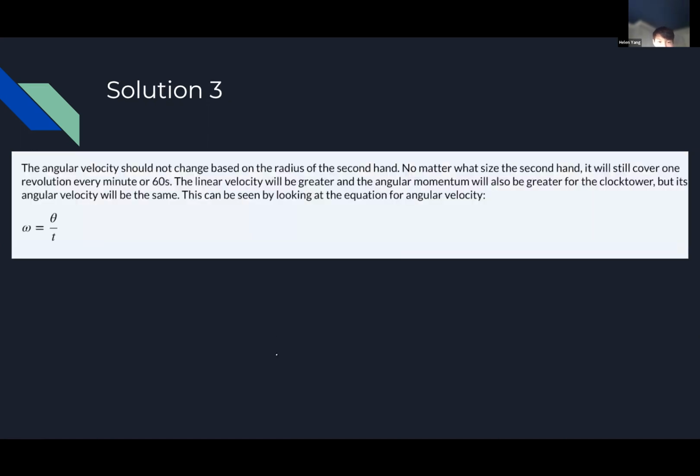Since the angular velocity should not change based on the radius of the second hand, no matter what size the second hand is, it will still cover one revolution every minute or 60 seconds. So in this equation, it's always going to be the same.